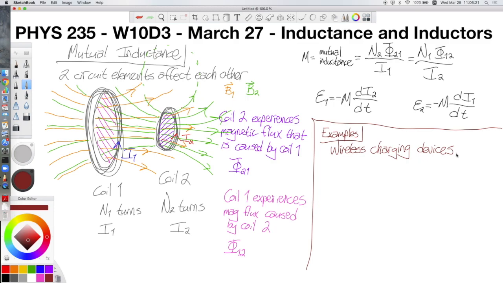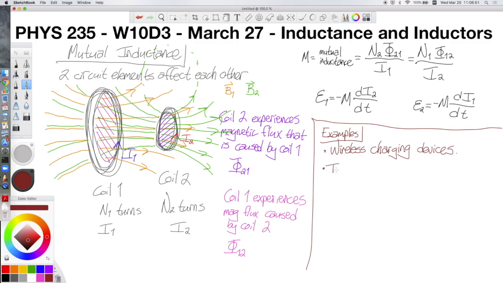So then, the wireless charging pad has some sort of changing current, usually an alternating current running through it. If we consider the charging pad to be coil 1, we're changing I1, which changes the strength of B1, which changes the flux inside of the other device. So it changes the flux through the loop of wire in your cell phone, which generates a current in your cell phone, which is used to charge the battery.